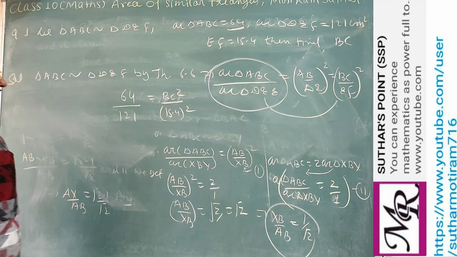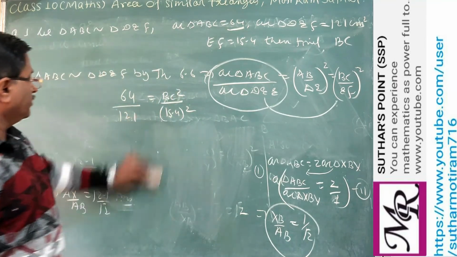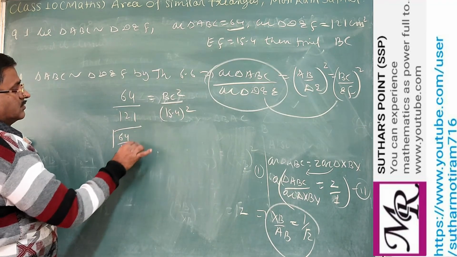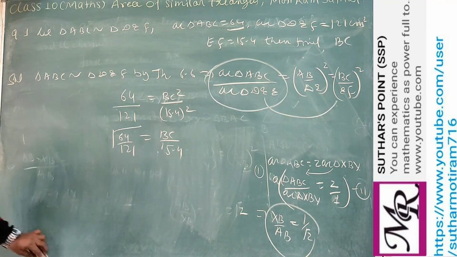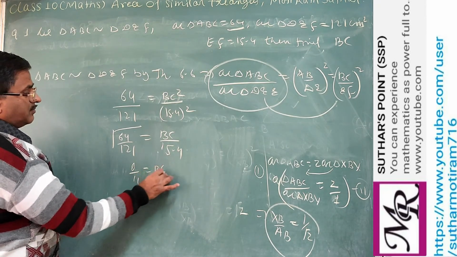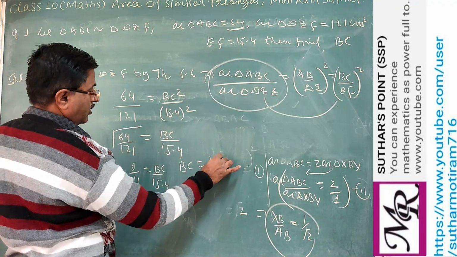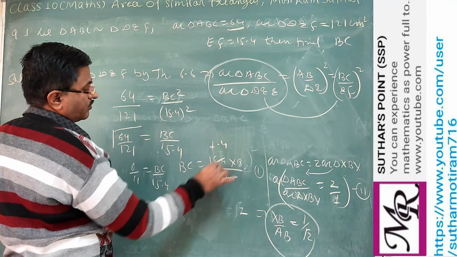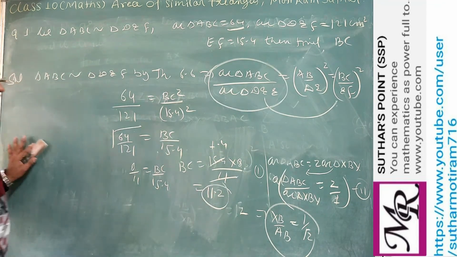So in this way we get the ratio of the areas. Or for easy calculation, move the square to this side. So square root of this: 8 upon 11 equals BC upon 15.4. So from this you get BC as 15.4 into 8 by 11. 11 ones are 11, 0.4 remains. So multiply by 8: 32, 11. So 11.2 is the required answer.